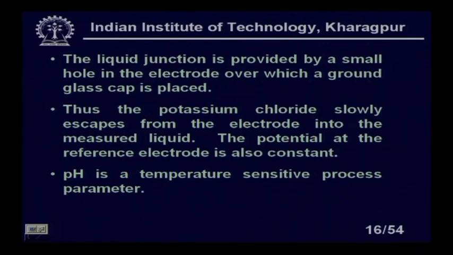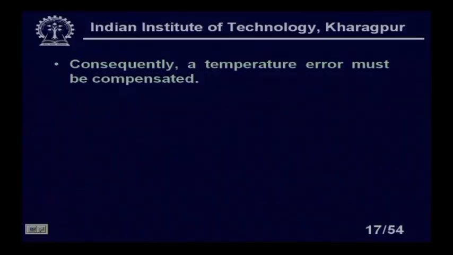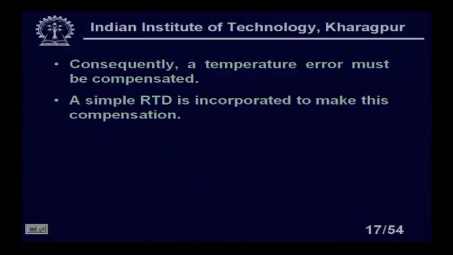pH is a temperature sensitive process parameter. So, you must compensate for any change, because if the temperature changes, the pH value also will change. So, the output voltage of the meter also will change. Consequently, any temperature error must be compensated. A simple RTD is incorporated to make this compensation.